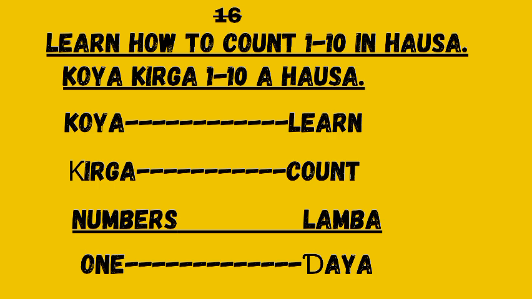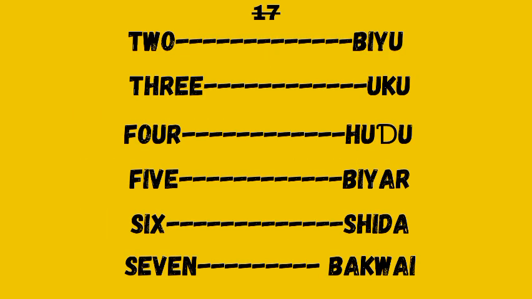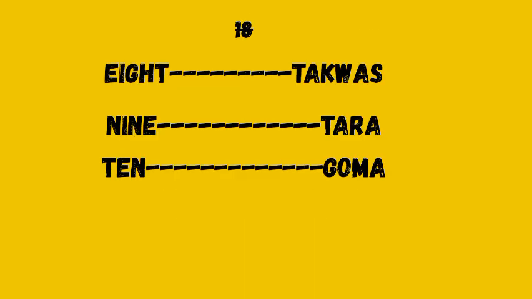1 ɗaya. 2 biyu. 3 uku. 4 huɗu. 5 biyar. 6 shida. 7 bakwai. 8 takwas. 9 tara. 10 goma.